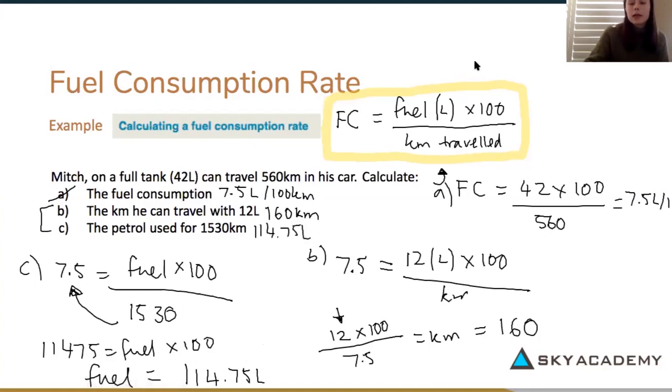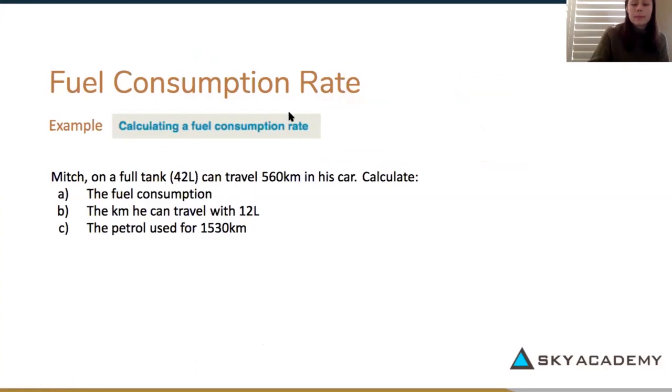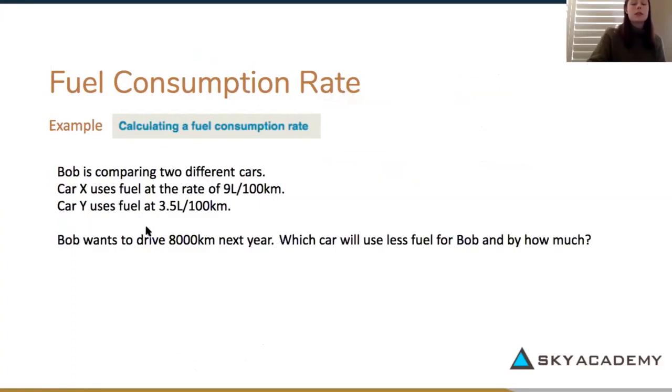So let's have a look at the next question. So this question is a common question. It's where Bob is comparing two different cars. And this is very common to ask which car might be better, which car uses less petrol. And I think there's many HSC papers that use this type of question. And I think HSC paper 2017 uses a question like this. But I'm sure there's more as well. So let's have a look.